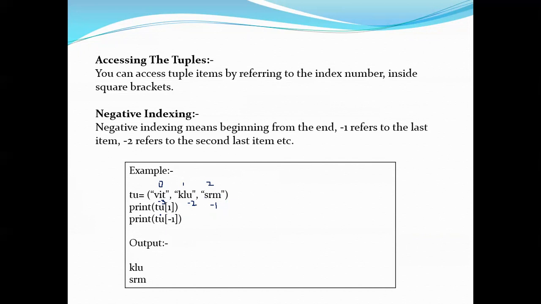I can access tuple items using the tuple name, here tu, with the index enclosed inside square brackets. So I say tu of 1, which corresponds to my first index, which is klu. And if I say tu of -1, it corresponds to the negative index -1, and I get the last item. In this way I get these two outputs printed out. So these are the ways of accessing and indexing in the tuple data structure.